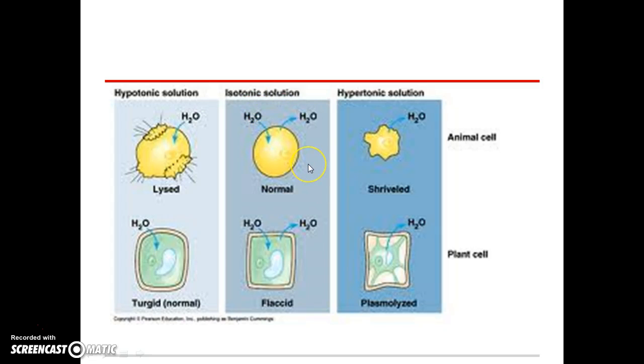And then the middle scenario, you have equal amounts of water going out and equal amounts of water going in. This is an isotonic solution. There's no net water movement. The plant cell will maintain its boxy shape. All is good in the world.